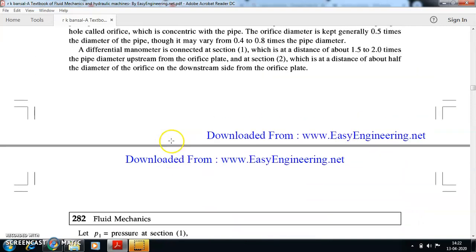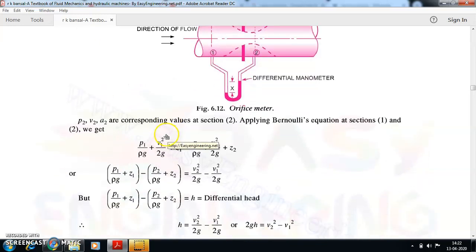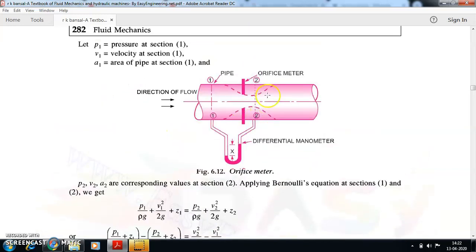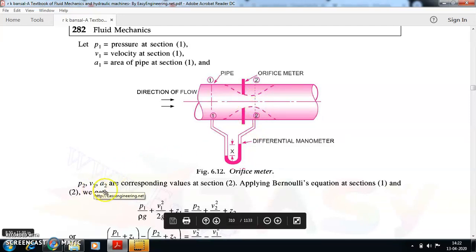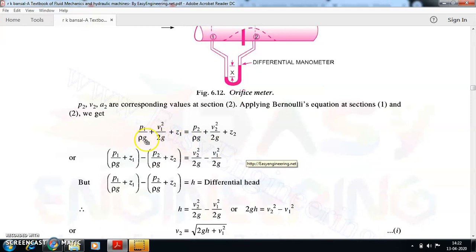Okay, so let us assume P1, V1 and A1 at section 1, pressure, velocity and area. P2, V2 and A2 are at section 2, and this is the section where we assume that the vena contracta is over here. Pressure, velocity and area at section 1 and section 2. Apply Bernoulli's equation. So P1 by rho g plus V1 square by 2g plus Z1 is equal to P2 by rho g plus V2 square by 2g plus Z2. Okay, that's fine to you.